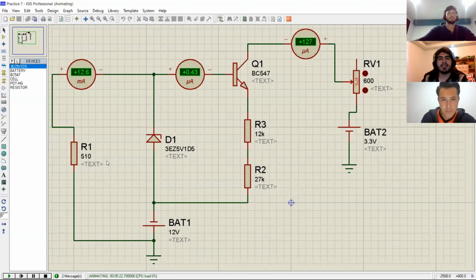For this practice, we implement a basic transistor circuit to ensure that no matter the load that we connect to it, it will provide and consume the same amount of current, and that is 127 microamps, maintaining in the 80 decibels area and having the transistor operating in the active region.